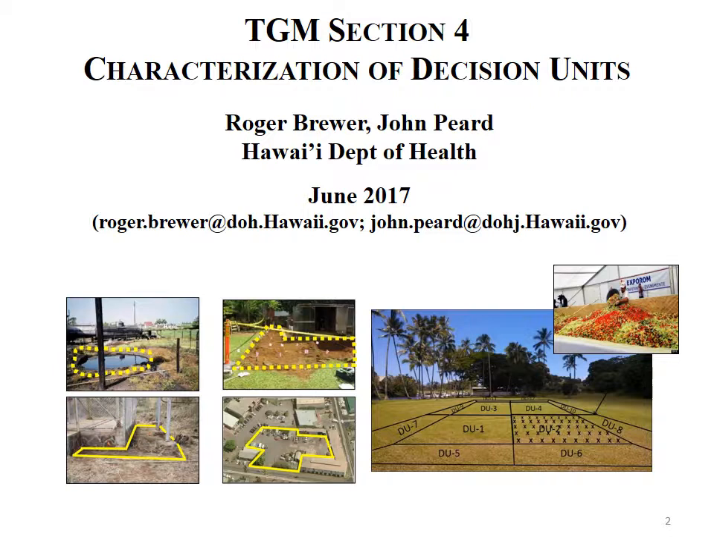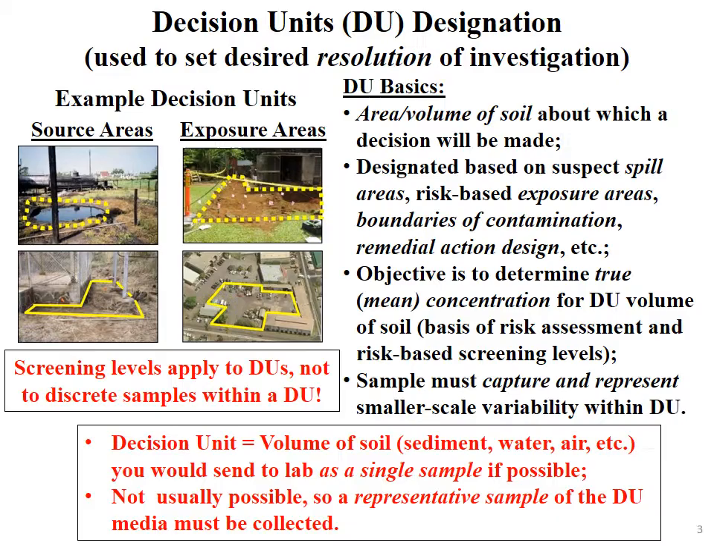Now, in this third segment of the webinar series, we're going to discuss characterization of decision units. Before we do that, let's do a quick review of what a decision unit is and what it isn't. The best definition of a decision unit is the volume of soil, it could be sediment, water, air, etc., that you would send to the laboratory as a single sample if possible. This usually isn't possible, so a representative sample of the DU has to be collected.